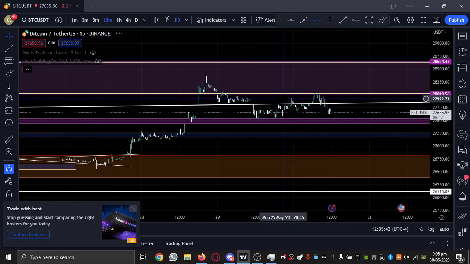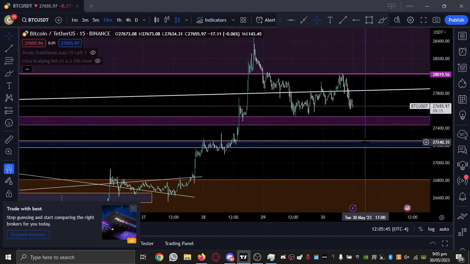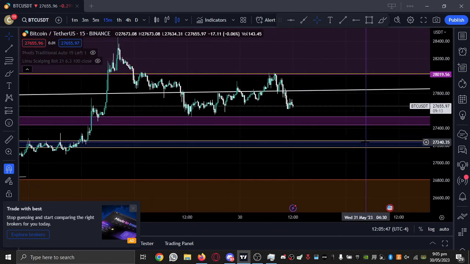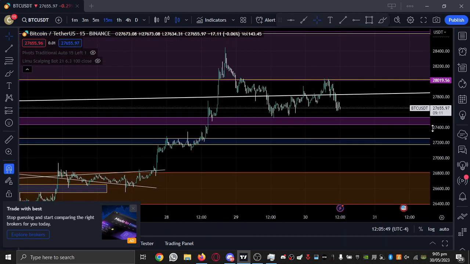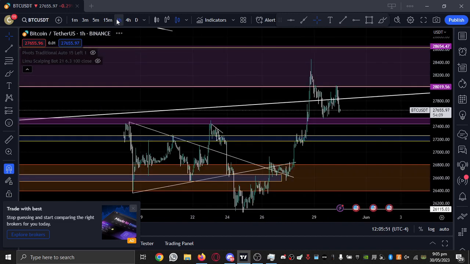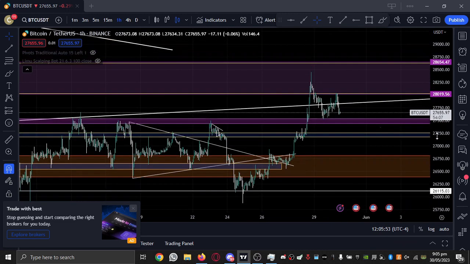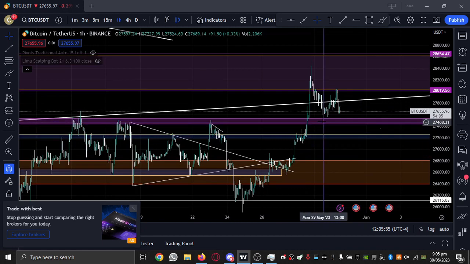And 15 minutes I generally use for scalping. 15 minutes used to be very accurate. It is now not as accurate due to the volatile conditions of the market. Hence I recommend going with the hourly, which is much better. Hourly time frame is much better.